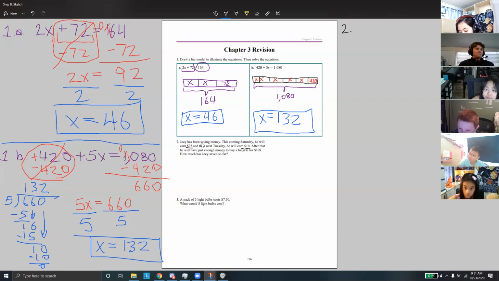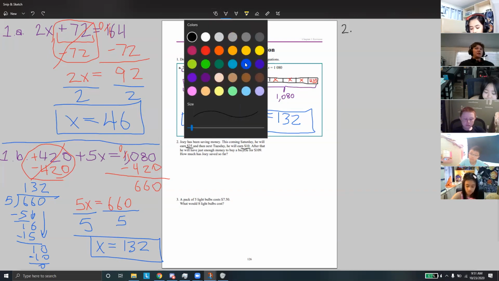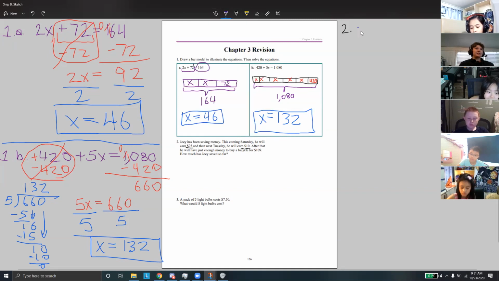So he's been saving money, so he starts off with some amount. Does anyone know how much he starts off with? Not yet, right? So we're going to have an x, because I don't know what that is. Yes, Stella?